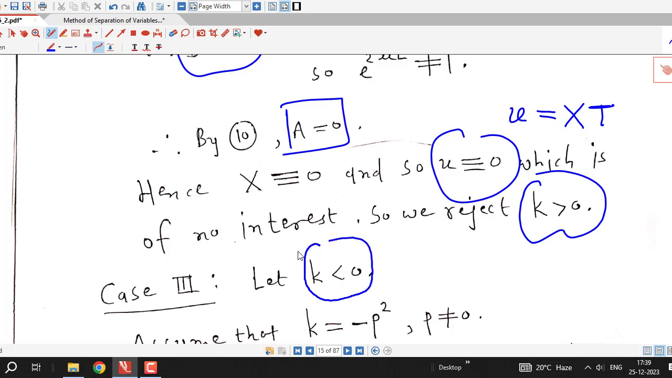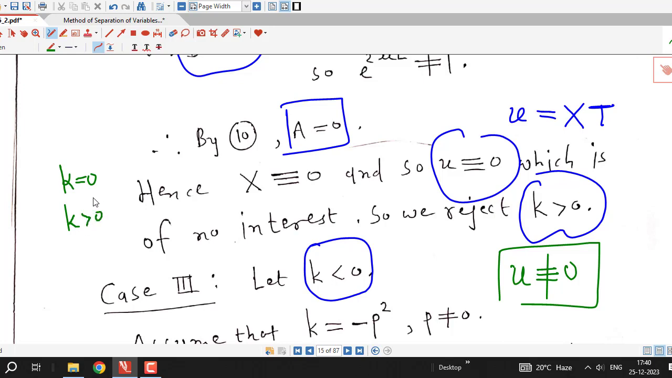Third possibility is k is negative. We are interested in the non-zero solution, the non-zero deflection of the string, and for that we find that for k equal to 0 and for k positive, deflection is trivial. We find that deflection is 0 for these two cases. Now we are discussing the third case.